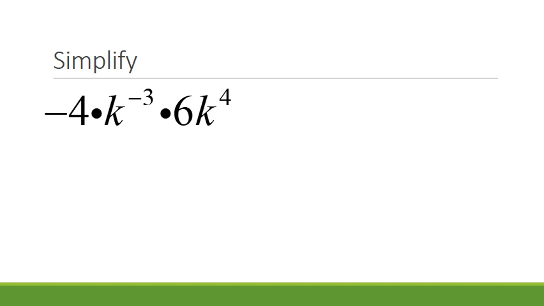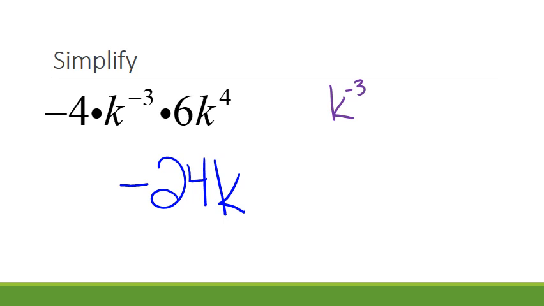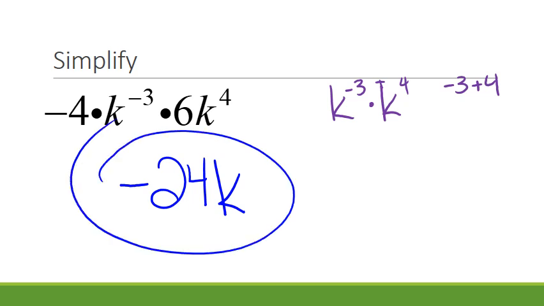A negative times a positive is a negative. 6 times 24. And k to the negative 3rd to the 4th. Okay, so this one should have taken you a little more time. I have k to the negative 3rd times k to the 4th. I add those exponents. So even though it's a negative, I can still deal with it. And I would end up with a 1 for an exponent. So this is actually my final answer.